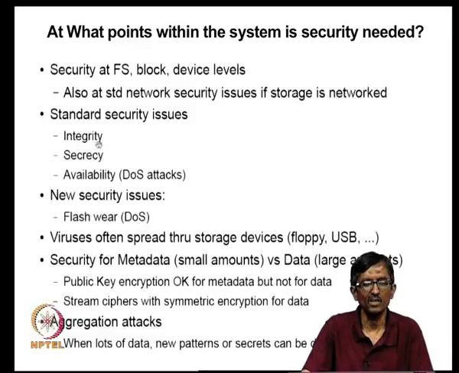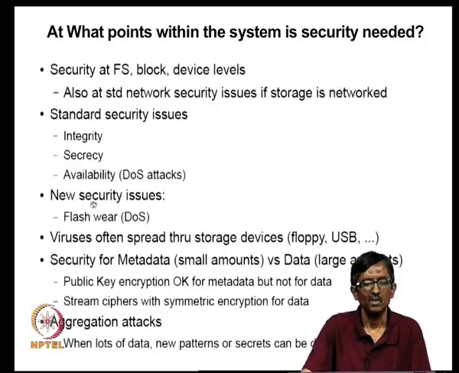Typical security issues are integrity, secrecy, and availability. Integrity means nobody should be able to modify something. Secrecy means somebody should not be able to see it if it is not appropriate for anyone other than authorized parties to see it. Availability is figuring out a way to still survive, in spite of people trying to prevent you from accessing information. Okay, DOS attacks.